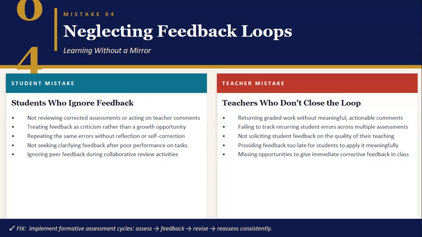Mistake number four is neglecting feedback. The fourth mistake is neglecting feedback. Without feedback, learning becomes directionless. So let us see from the student's point of view. Students often ignore feedback. They don't review their own mistakes. They repeat errors. They see feedback as criticism instead of improvement. But feedback is one of the powerful tools for self growth.